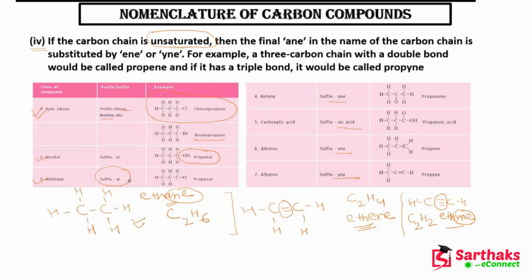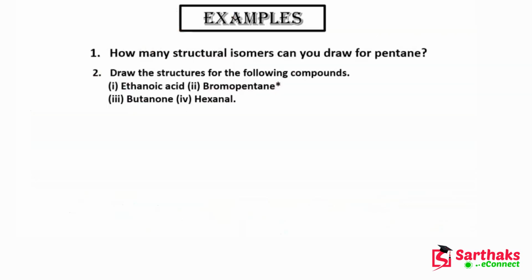And this is again a functional group. If you see a functional group like this, you will use the suffix al. Similarly for ketone, this is another functional group, and for ketone we use the suffix one. And again, oic acid is another functional group, and we use oic acid as a suffix. Similarly alkenes and alkynes. I hope this is clear to you. So let us move on to the next slide now.